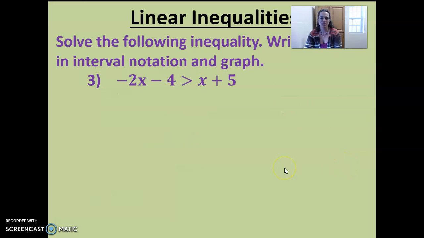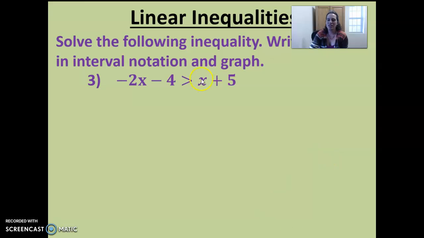Okay, number 3. Same idea. Solve, write your answer in interval notation, and graph. So on this one, we've got x's on both sides of the inequality, and our first step is going to be getting them to the same side. If it were an equation, we wouldn't necessarily care which side of the equation you move those x's to. But with the inequalities, it is going to be drastically easier on you if you will go ahead and move them to the left side.